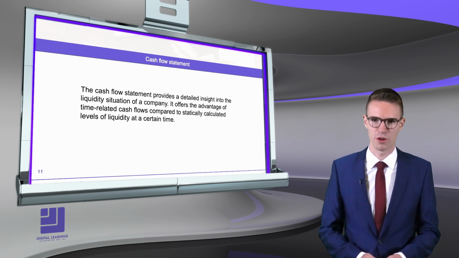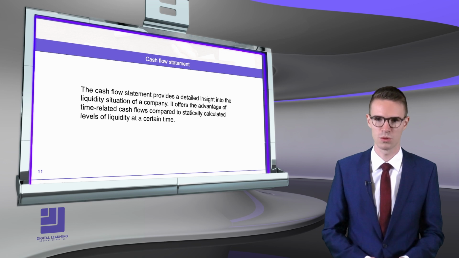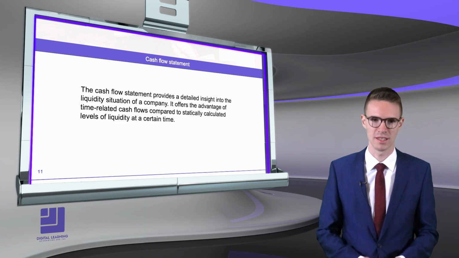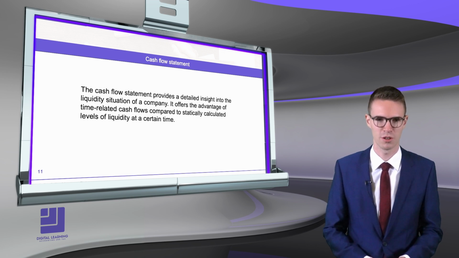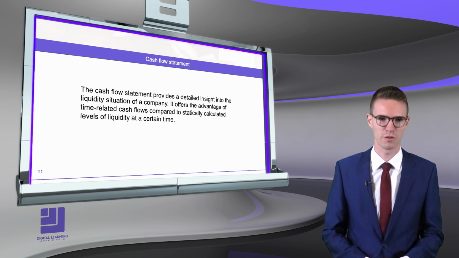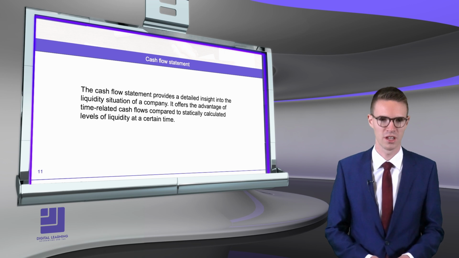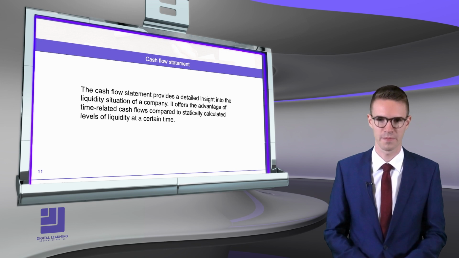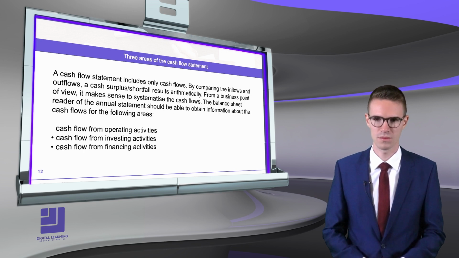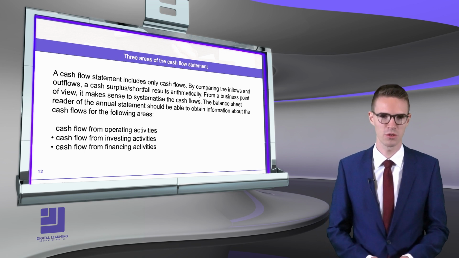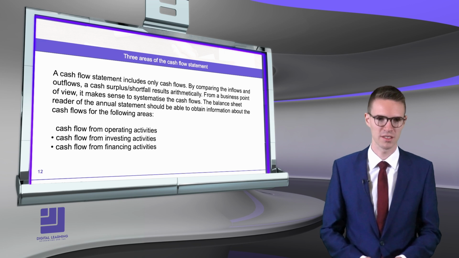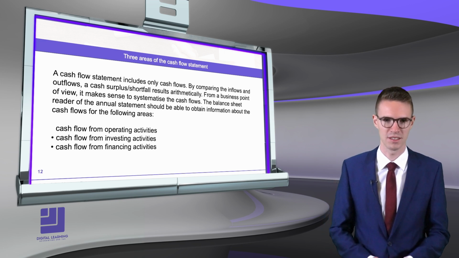After looking at the profit and loss account, we want to focus on the cash flow statement. The cash flow statement provides a detailed insight into the liquidity situation of a company. It offers the advantage of time-related cash flows compared to statically calculated levels of liquidity at a certain time. A cash flow statement includes only cash flows. By comparing the inflows and outflows, a cash surplus or shortfall results arithmetically.